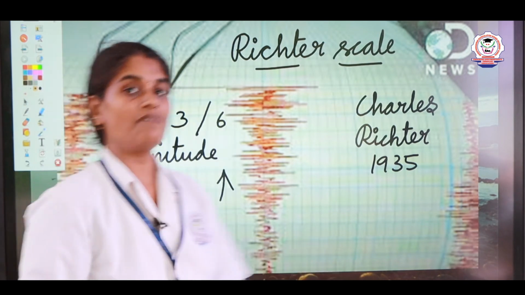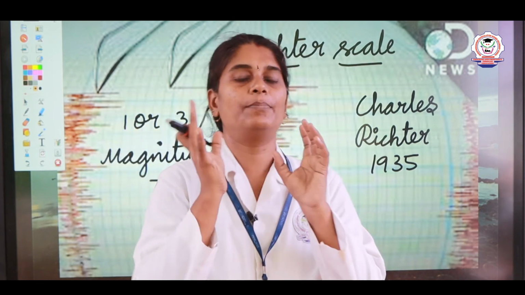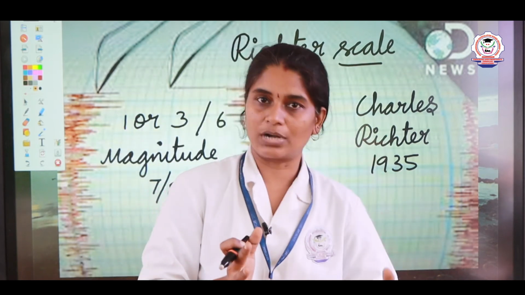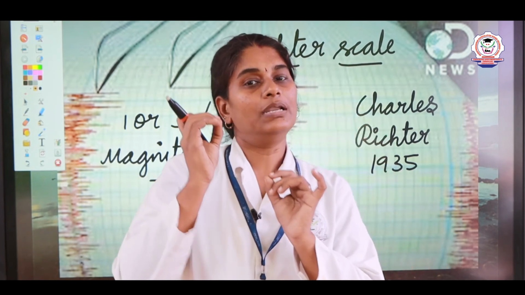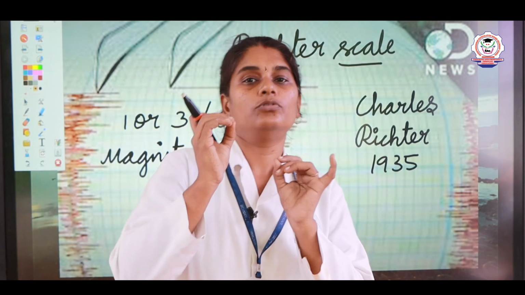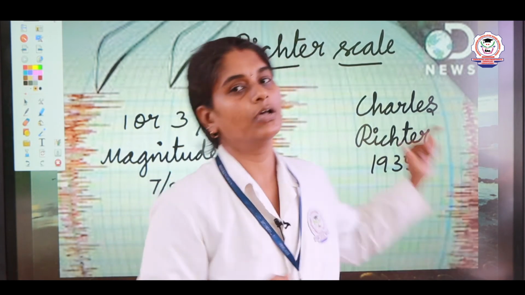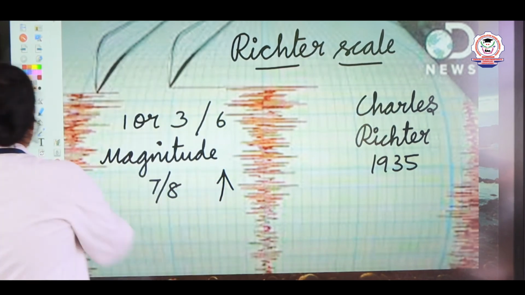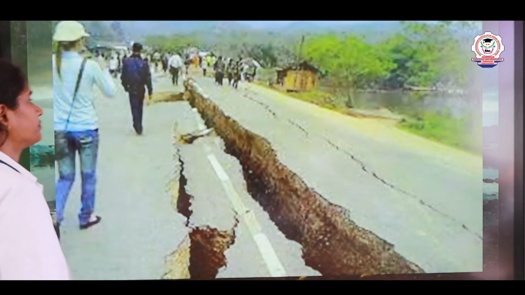The Richter scale will measure the intensity of the earthquake, and how is the earthquake measured? With the help of an instrument known as seismograph. The seismograph is an instrument, but it will just measure the earthquake. The intensity of the earthquake is measured with the help of the Richter scale, right. Now, let us see what are the effects of the earthquake.